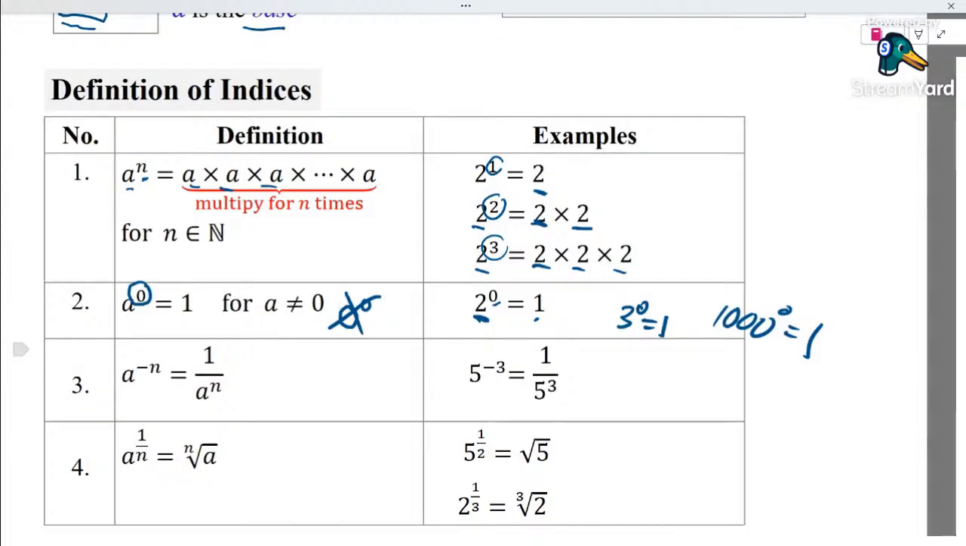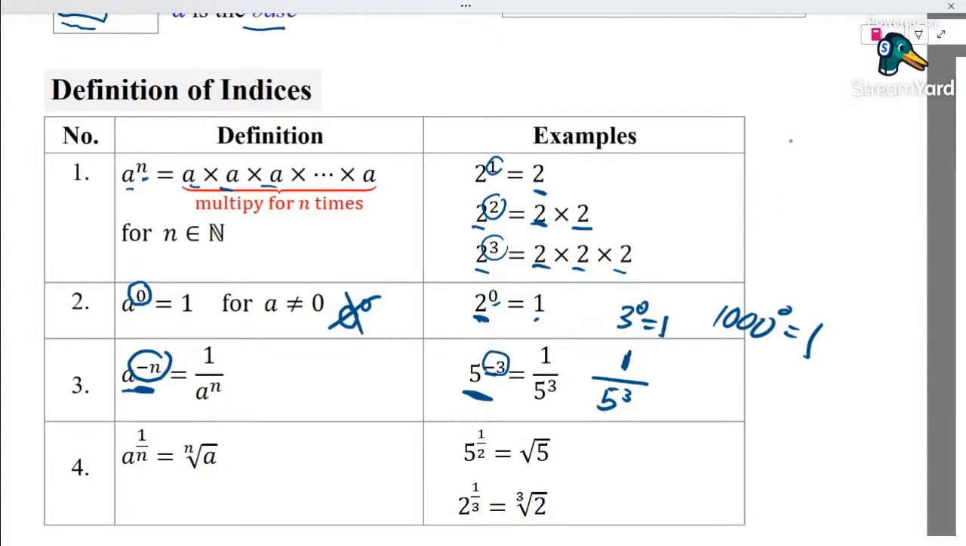Okay, so continue. Next, the third definition is that if you see a negative power, a minus power there, what it means is that we keep this term and put it at the denominator. For example, as you can see from this example here, if I have 5 to the power of negative 3, then it actually means that I have 5 to the power of 3 put at the denominator. That's it. When you put the term at the denominator, the sign switches from negative to positive.